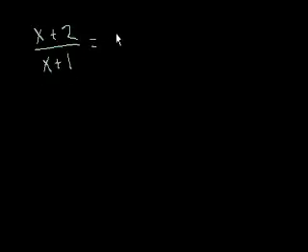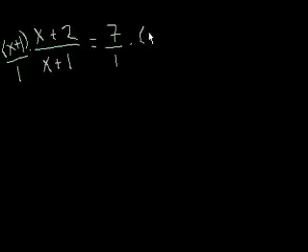Let me say, x plus 2 over x plus 1 is equal to, say, 7. So here, instead of having just an x in the denominator, we have a whole x plus 1 in the denominator, but we're going to do it the same way. To get that x plus 1 out of the denominator, we multiply both sides of this equation times x plus 1 over 1. Since we did it on the left-hand side, we also have to do it on the right-hand side, and this is just 7 over 1 times x plus 1 over 1.